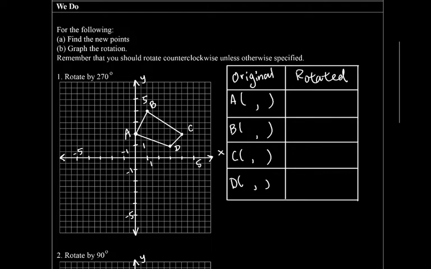Okay, so here we have a few points, and I want you to first find the new points, and then we're going to graph the rotation. So here's the original, and then we're going to rotate by 270. So we're going to always rotate counterclockwise unless I tell you otherwise. In math, counterclockwise, that's just a normal way that we rotate things.